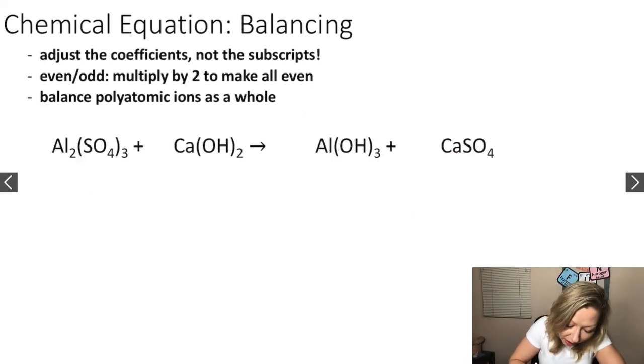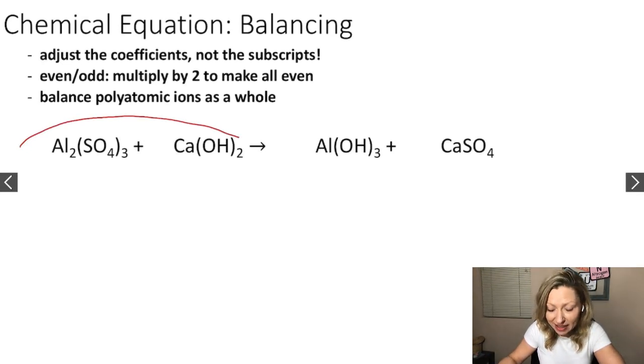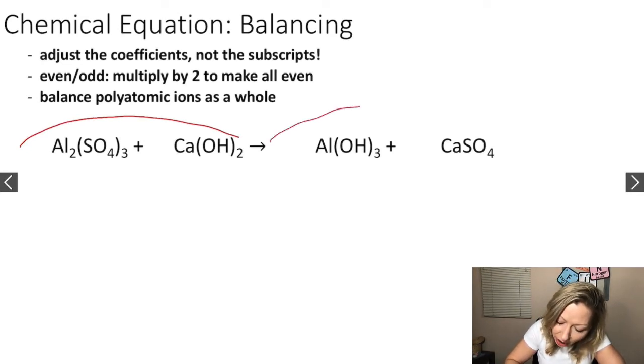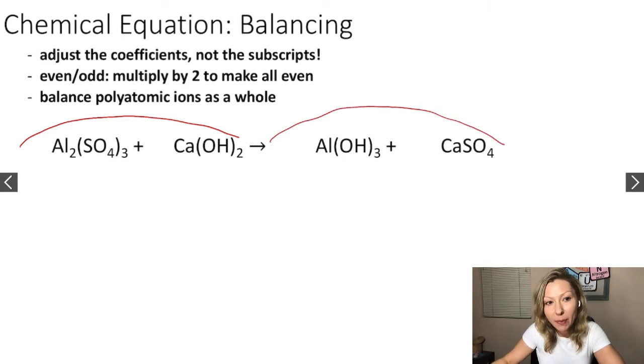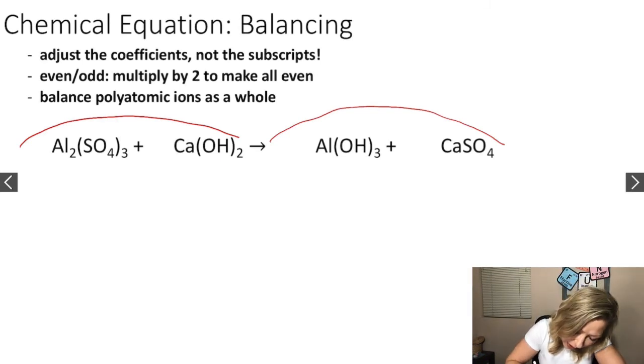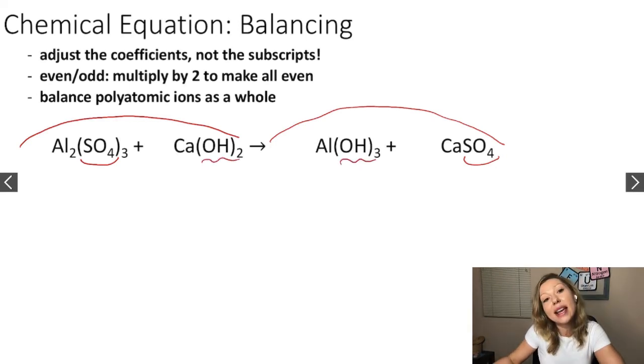So I have here aluminum sulfate plus calcium hydroxide on my reactant side and aluminum hydroxide and calcium sulfate on my product side. Do I have polyatomic ions? Oh yes, I do. I have sulfate ions on both sides and I have hydroxide ions on both sides. Okay, let's start counting our atoms and ions.